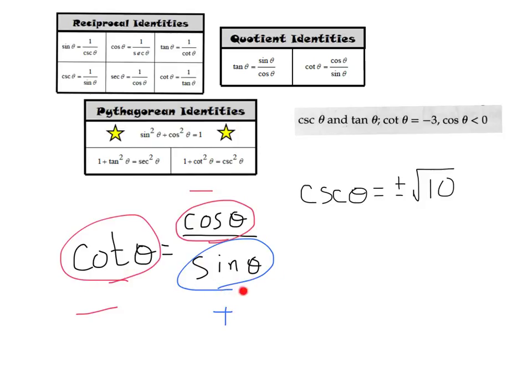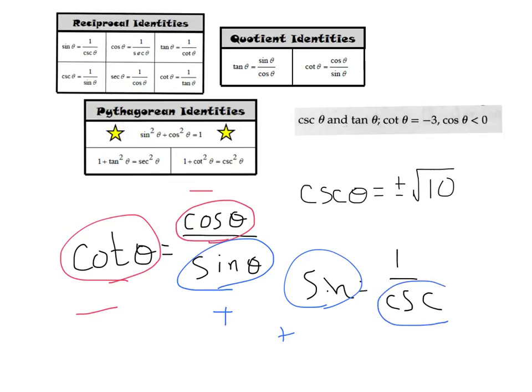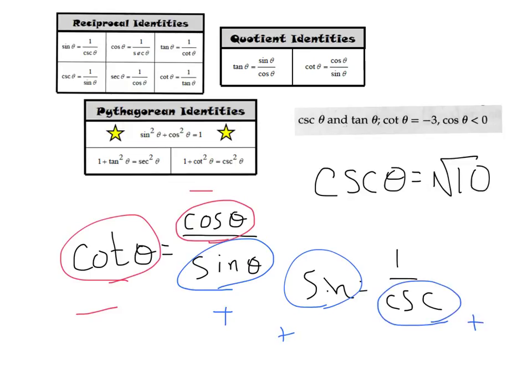Mr. Zonker, what does that do for me? I want to know if cosecant is negative or positive, not sine. Well, isn't sine related directly to cosecant? Remember in our reciprocals, sine is equal to 1 over cosecant. So if sine is equal to 1 over cosecant and sine is positive, then cosecant also has to be positive. That leaves me with only one option. Cosecant theta equals positive square root of 10.